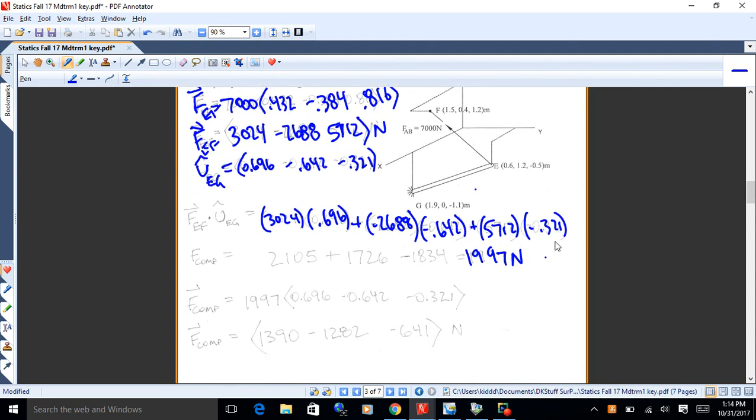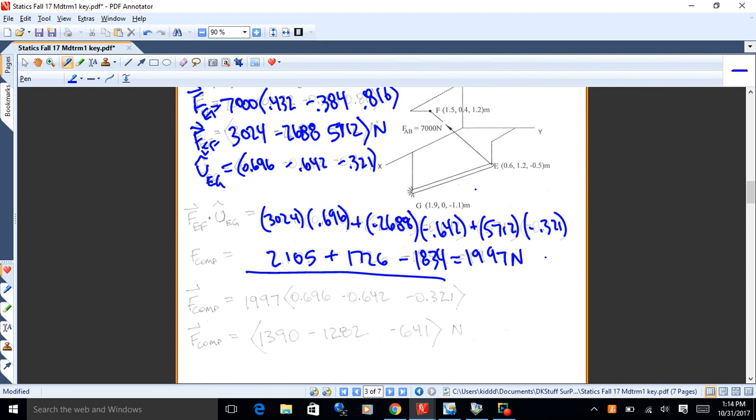Now the important thing on that is you add those products together: 2105 plus 1726 minus 1834. Those are not XYZ components. Those are things that you add up. You add up the products and get the total, and it's 1997.